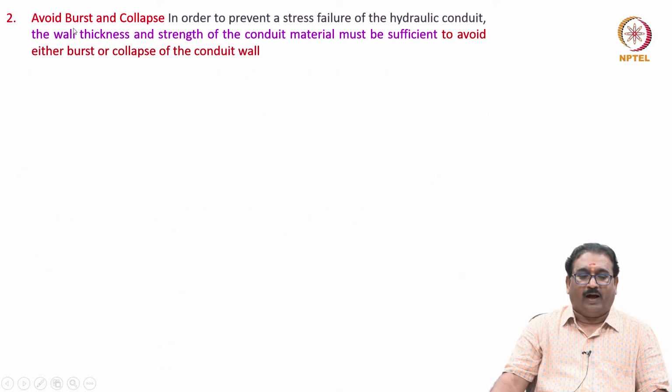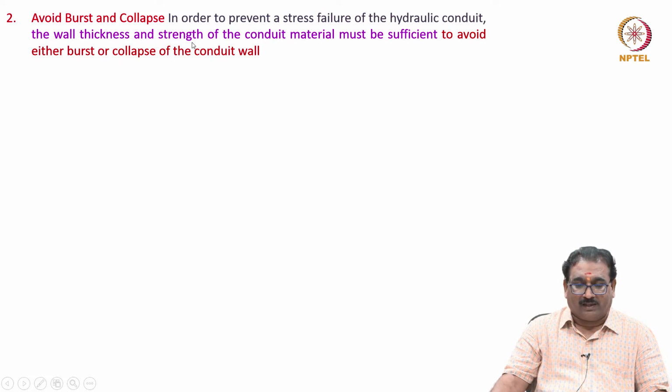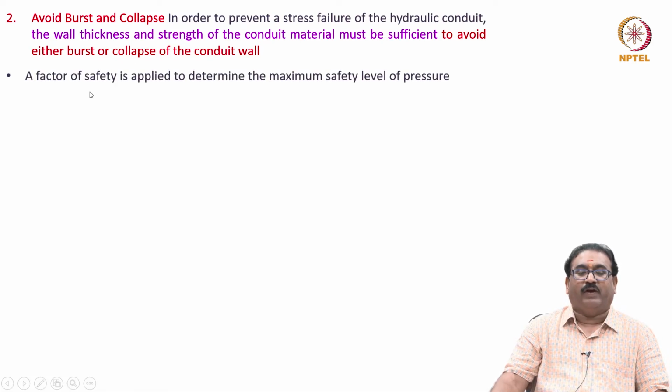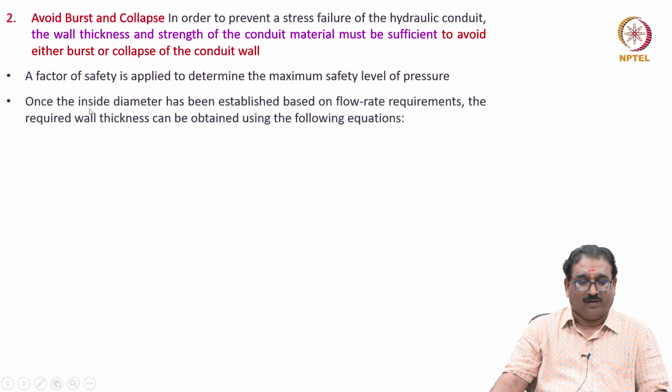Next one is avoid burst and collapse, second one. In order to prevent a stress failure of the hydraulic conduit, the wall thickness and strength of the conduit material must be sufficient to avoid either burst or collapse of the conduit walls. A factor of safety is applied to determine the maximum safe level of pressure.